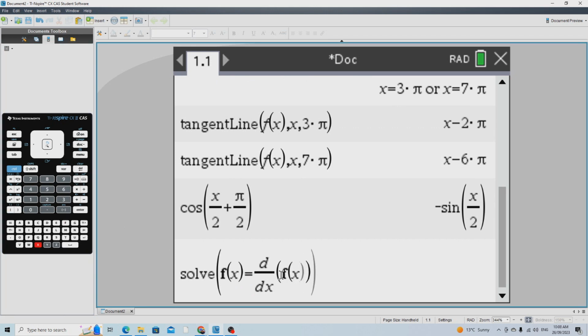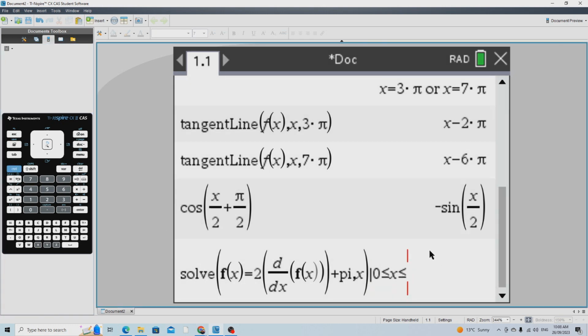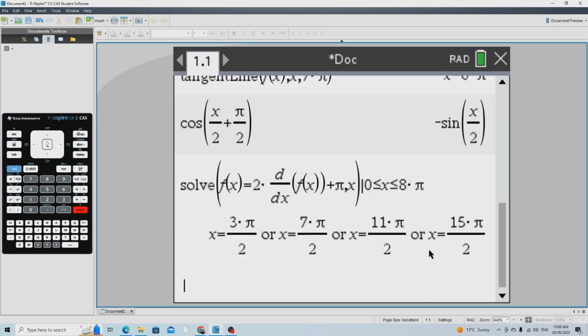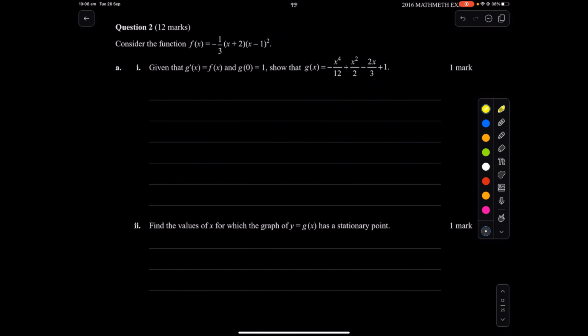I have to also multiply that by 2 here, and then plus pi, comma x, given that x can only be from 0 to 8 pi. Enter that, and we get these four values. Those are your values of x. Let's write those down: 3 pi over 2, 7 pi on 2, 11 pi on 2, and 15 pi on 2. Done.